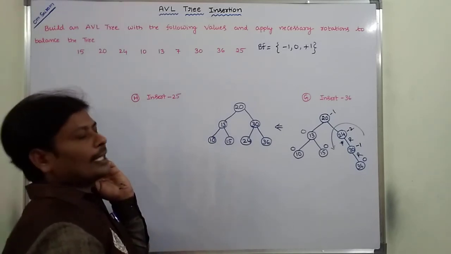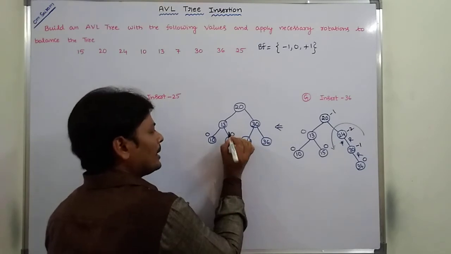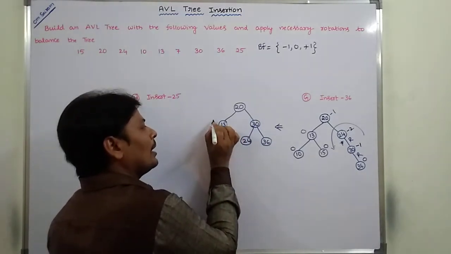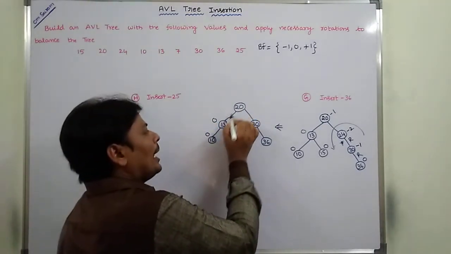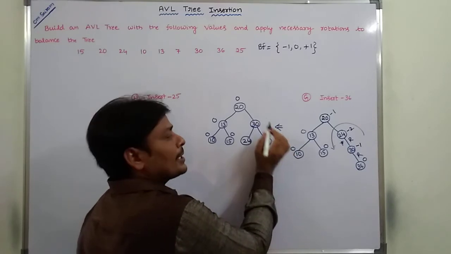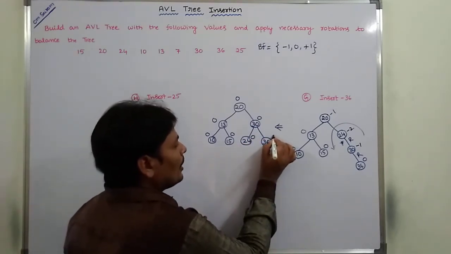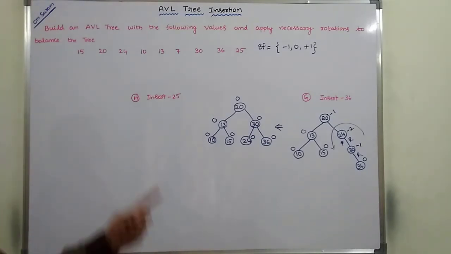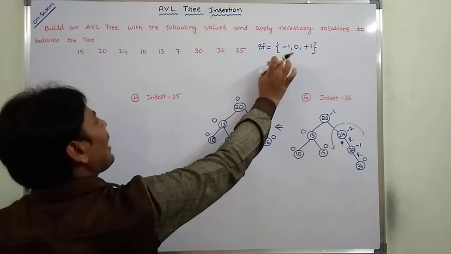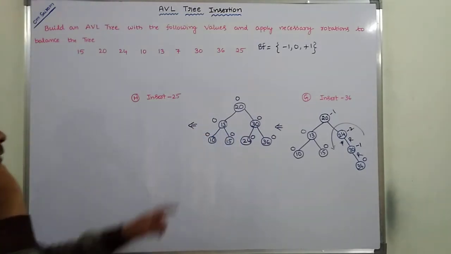Now check whether every node has a valid balance factor or not. For this node, the height of left subtree is 0, the height of right subtree is 0, 0 minus 0 is 0. For this node, same, 0. For this node, the height of left subtree is 1, the height of right subtree is 1, 1 minus 1 is 0. For this node, 2 minus 2 is 0. For this node, 1 minus 1 is 0. For this node, 0 minus 0 is 0. For this node, 1 minus 1 is 0. So all balance factors of every node are 0, hence it is a valid balance factor, hence it is an AVL tree. Next we are inserting element 25 into this tree.